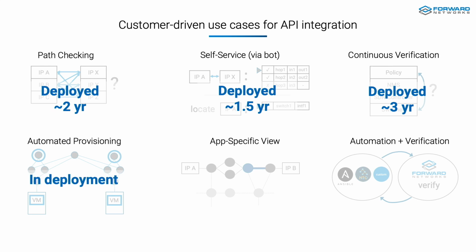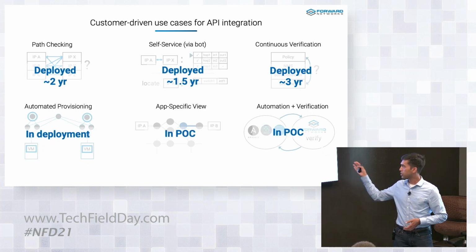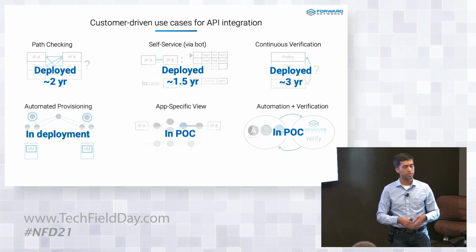The next use case, automated provisioning, is actively being deployed as we speak at a large financial enterprise. And we are seeing a lot of interest in similar use cases from other organizations as well. And these last two use cases, the application-specific view and the closed-loop automation and verification, are again something that we are actively testing with our customers, trying to get their feedback, and trying to see how we can get this deployed with them.